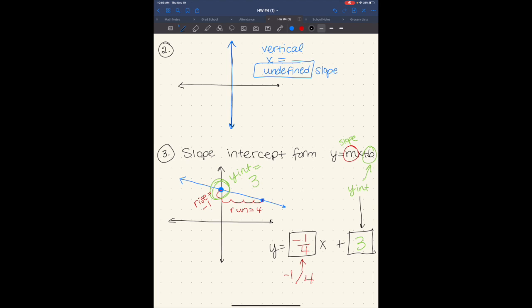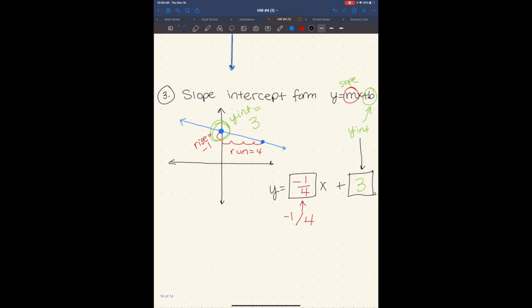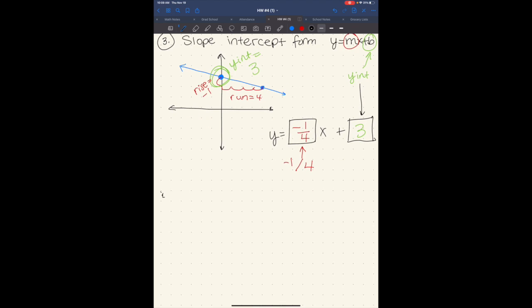Number 4 for me on the quiz is a similar question. So I have a graph. They want me to put it in slope-intercept form. So I have points at 0, 2 and 3, 3. So we should see this is a positive slope.